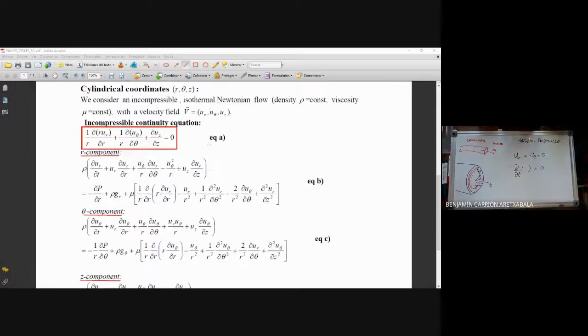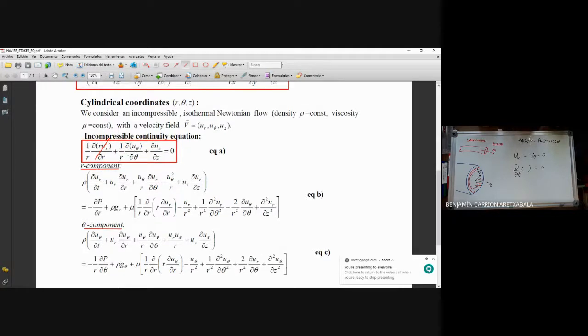What we can discard right away: if u r is zero, then any derivative of it is zero, right? So the first term of the continuity equation is zero, and the same goes for u theta. There is no flow tangential to the cross section, so this is also zero. So we end up with, I'm going to write it down here and then we'll come back, the continuity equation says that the derivative of u z over z is zero.